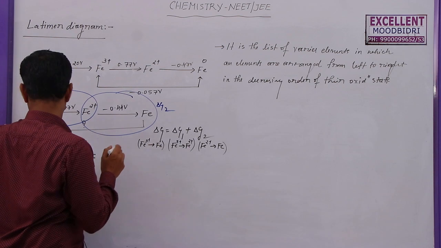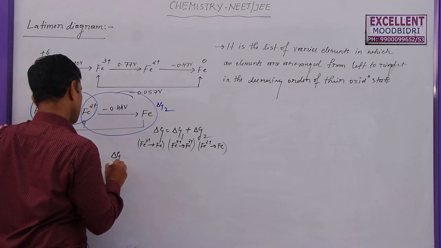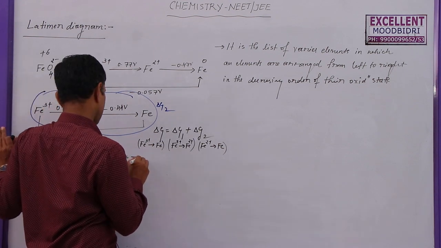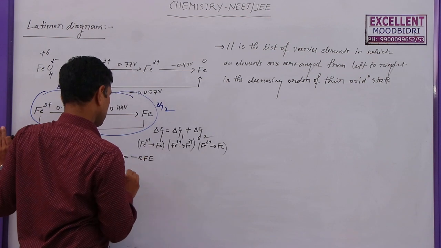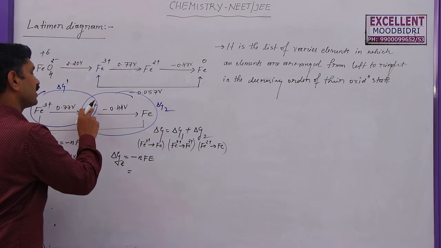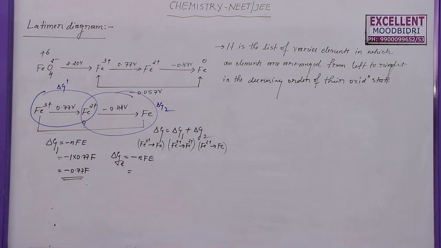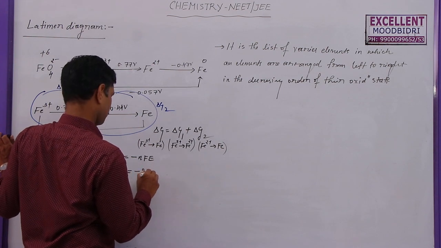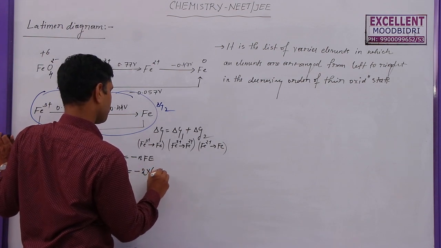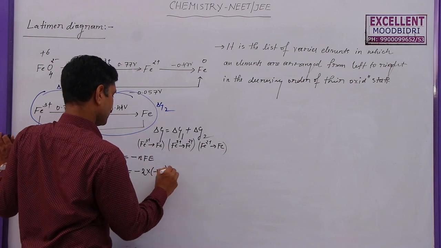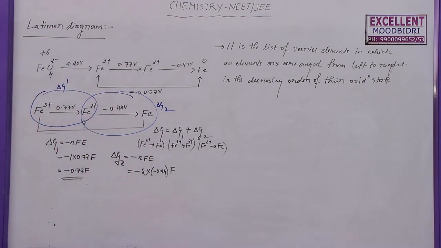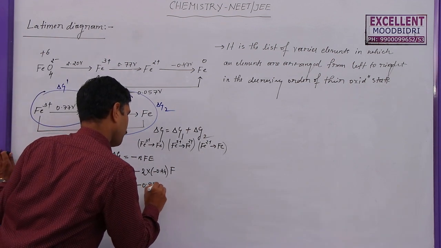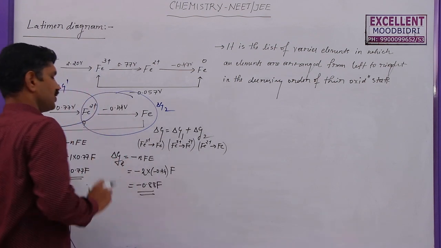What is delta G2? Delta G2 is equal to, same, minus n times F times E. So what is the number of electrons transferred? Fe2+ to Fe, the number of electrons transferred is 2. So minus 2 times minus 0.44 times F, F as it is, write it. The answer is minus 0.88 F. This is delta G2.